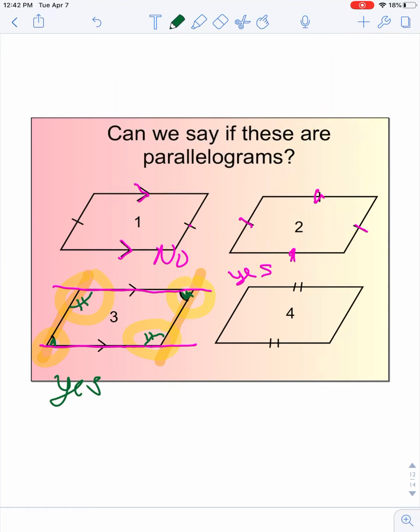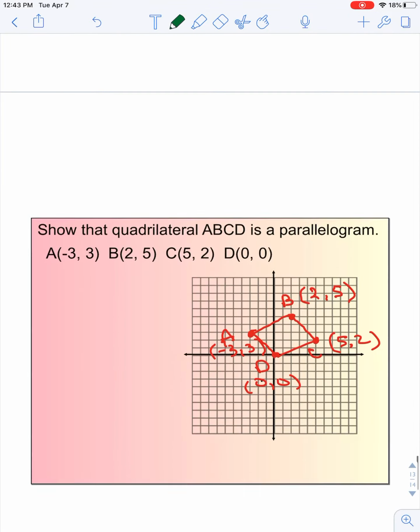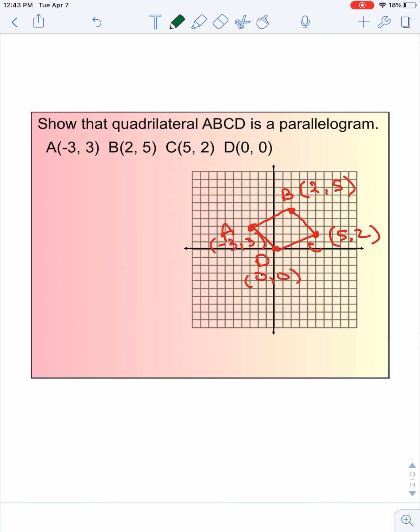And last but not least, we do not have enough information here to say anything. We have one pair of congruent sides, we don't have another one, and we don't have anything parallel where we can get any other angles or sides. So this one is no. So those are some of the things that you're going to try to decipher in your homework and try to make sense of.